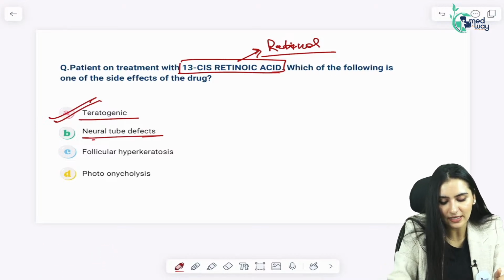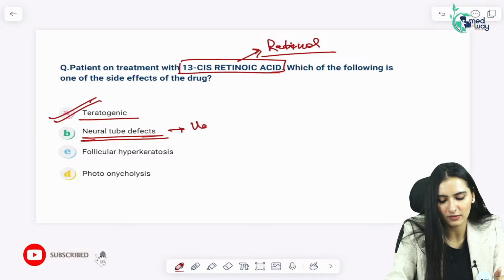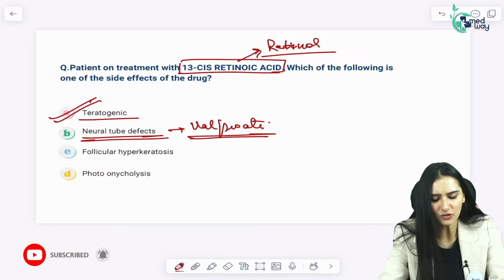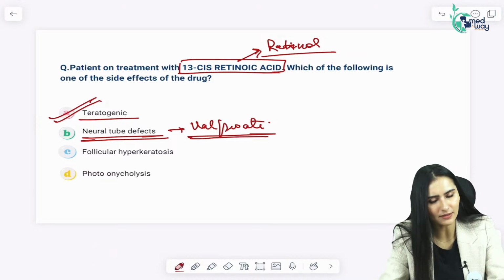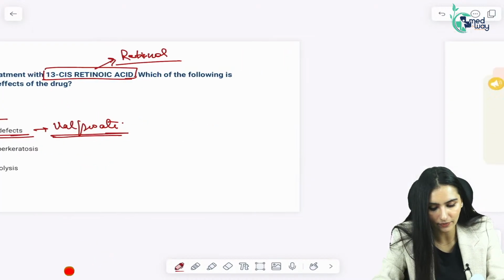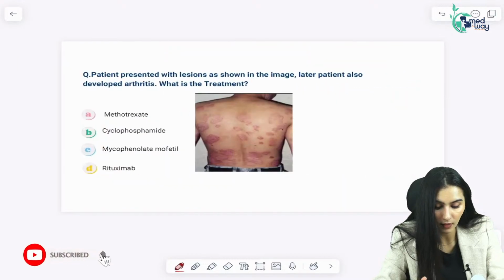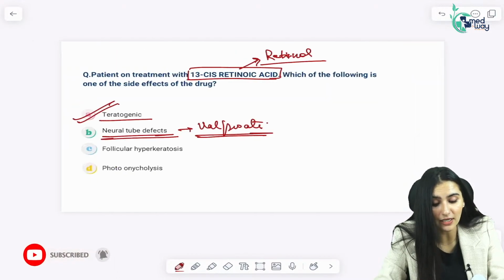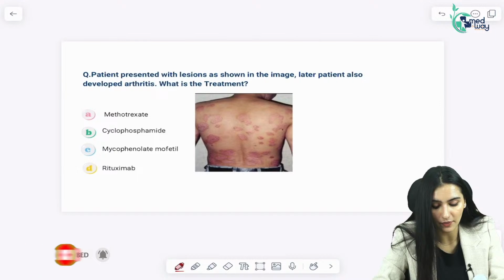Neural tube defects are seen in valproate. Okay, so it is a straightforward answer. 13-cis-retinoic acid is a teratogenic drug. Alright, next question. Where is it used? It is used in acne. Oral isotretinoin we give to the patients.